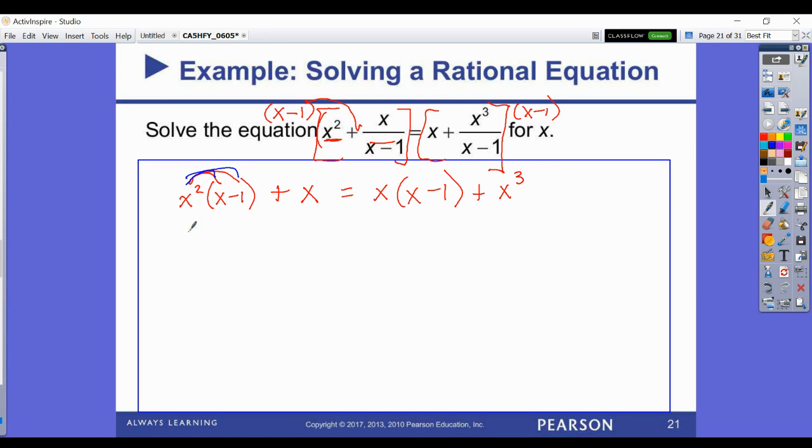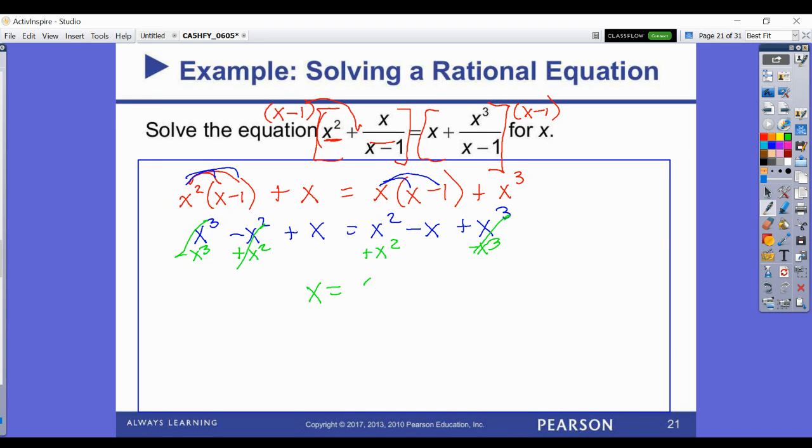So distribute here. I'm going to change my color. So we're distributing. We're going to get x to the third minus x squared plus x equals x squared minus x plus x to the third. So that's just taking care of those parentheses there. Now I like to start with the highest power. So I've got an x to the third on both sides. I'm going to subtract x to the third, and guess what? It's gone. All right, now I have x squared on both sides. This one's negative, so I'm going to add it over here. And now I have x equals 2x squared minus x.